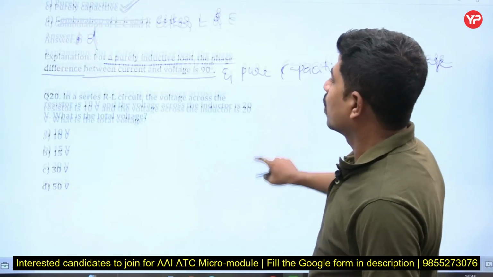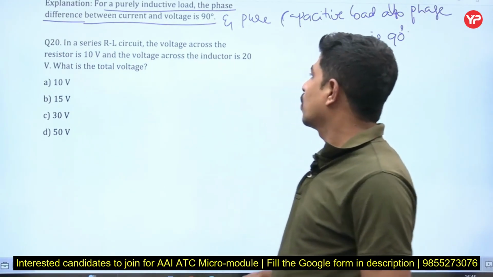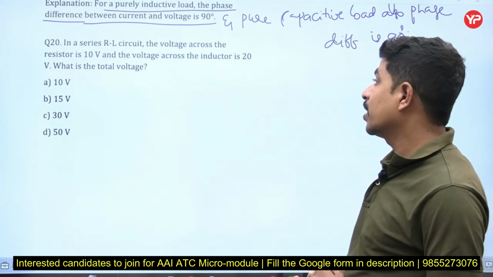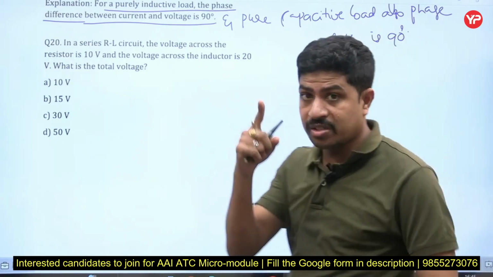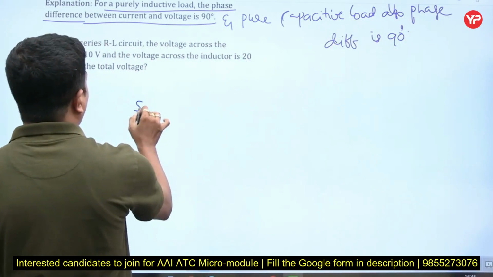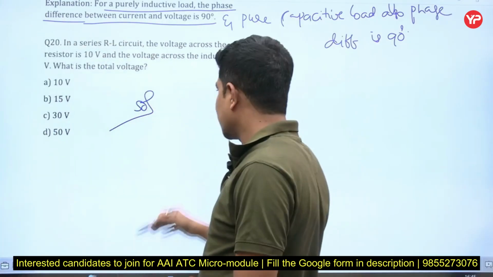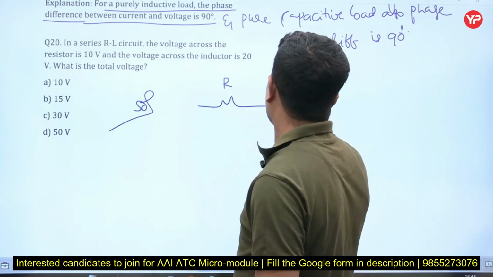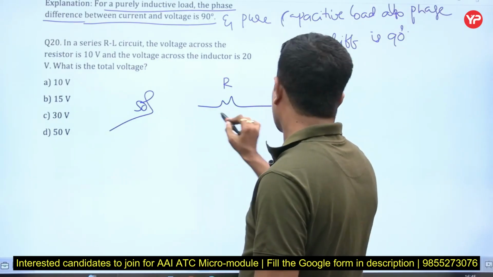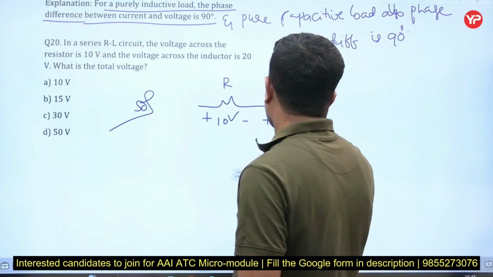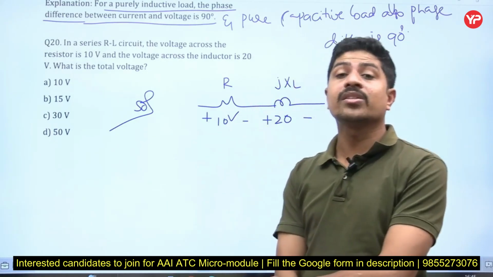Next question. In a series RL circuit, the voltage across the resistor is 10 volts and the voltage across the inductor is 20 volts. Then what is the total voltage? Very good question, right? Observe here. Most of the questions I have taken are easy, but this is a very easy question. This is R, this is L, this is jXL. This is 10 volts. This is 20 volts. It is not the arithmetic combination.